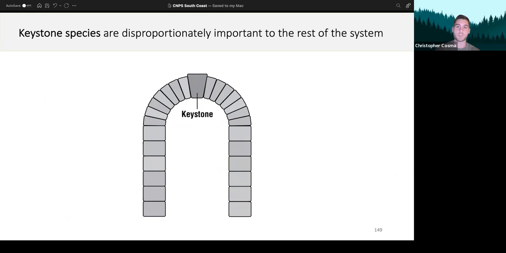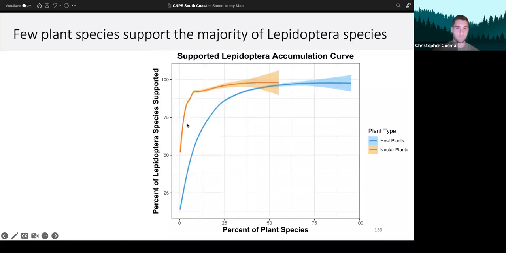And so the approach that I use comes back to a really old but important concept in ecology called the keystone species concept. Keystone species are just those species in our ecosystems that are disproportionately important to the rest of the system, like the keystone in a Roman arch. And so what I've found here is that not all plants are doing the same amount of work in our ecosystems. What I mean by that is that few plant species support the majority of Lepidoptera species.